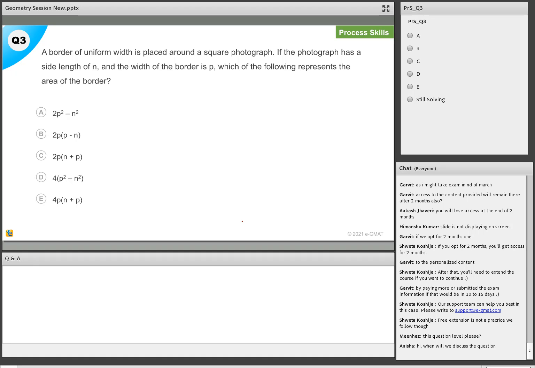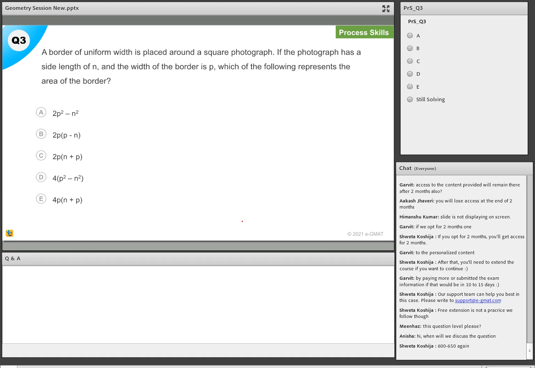5 more seconds to mark the answer for this question. If you have not done it, please do so.